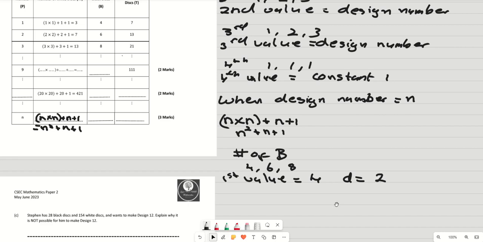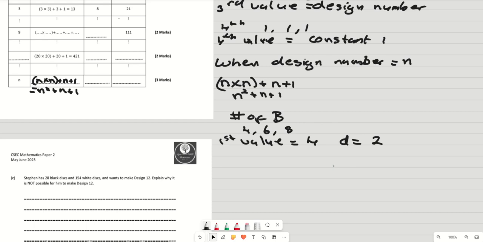Now, these are the two things that you have to know before you apply the formula, which is A_n is equal to A_1 plus (n minus 1) times d, where A_1 is your first value and d is your common difference. Now we are looking for the nth value. So that just means n is equal to n, wherever we see n, it stays as n.